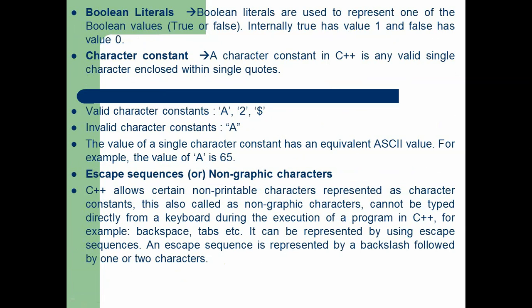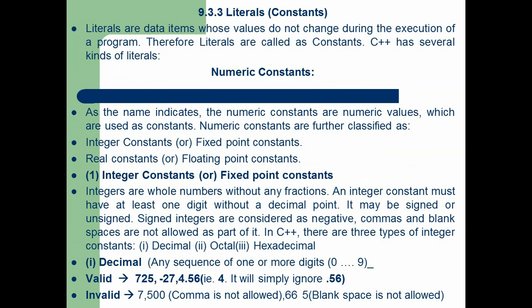Next one is the Boolean literals. Already we discussed two literals: one is the integer constant literal, and the other is the floating point constant literal. These two literals come under numeric constants. So we have discussed numeric constants.